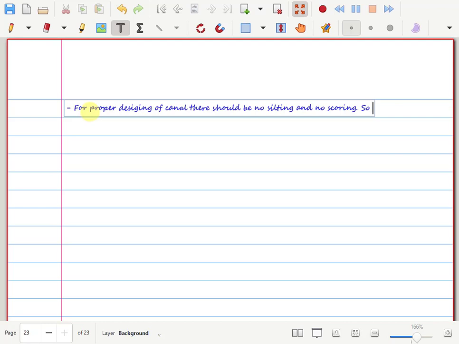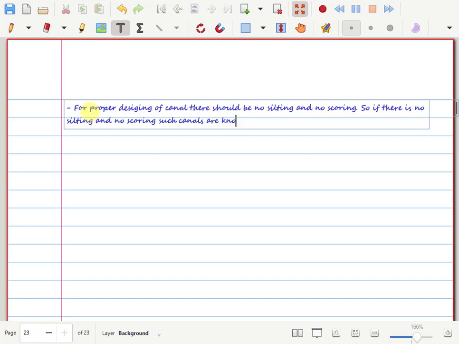So if there is no silting and no scoring, such canals are known as stable canals, or we can call them regime canals. Okay.